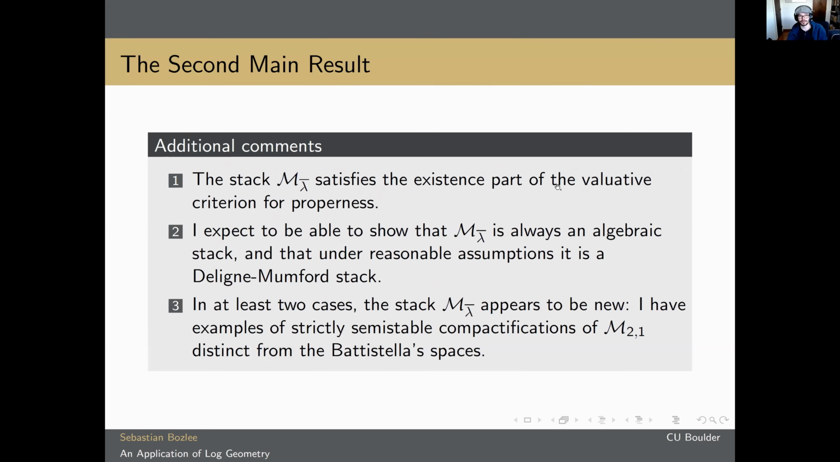So as I said earlier, this stack satisfies the existence criterion, the existence part of the valuative criterion for properness. I hope to be able to show that it's always algebraic, and under reasonable assumptions it'll be Deligne-Mumford. And in at least two cases, which I'll show you in a second, the stack appears to be... so we'll have strictly semistable compactifications of M_{3,1} that are not Battistella's spaces.